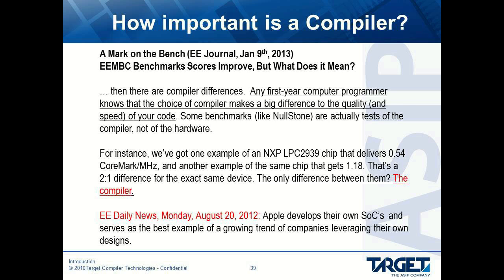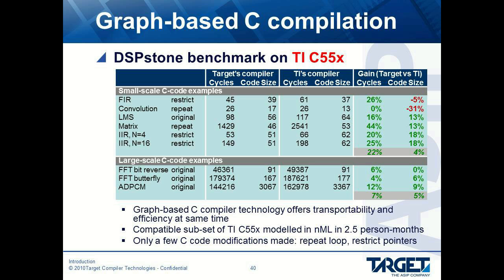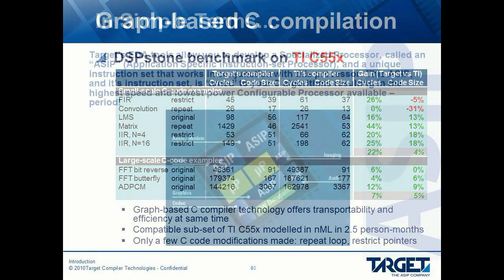Apple develops their own SoCs and serves as the best example of a growing trend of companies leveraging their own designs. Using a TI C55X DSP and comparing Target's compiler cycles and code size to TI's compiler, you can see on the right the gain in cycles and code size of the Target compiler versus TI's. The green number shows Target's compiler bettered TI's compiler by that certain percentage. This is just another example of what was referenced before. The compiler does make a difference.